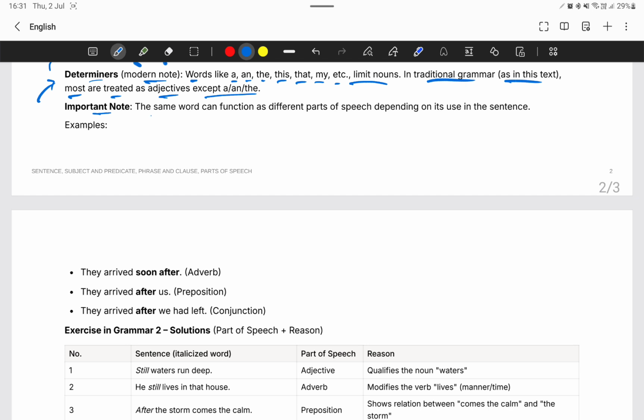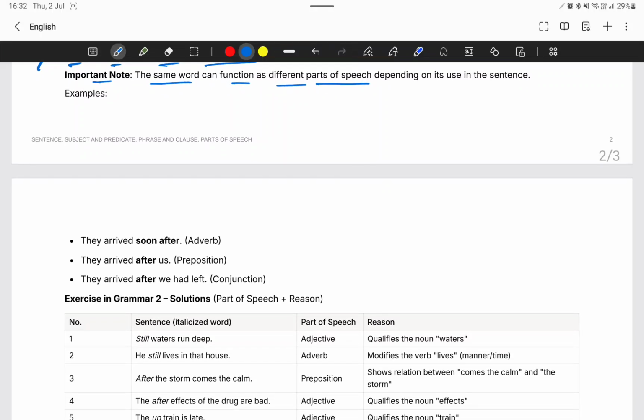Important note: the same word can function as different parts of speech, depending on its use in the sentence. Let's suppose the same word we have is 'after'. There is 'after' here and there is 'after' there also. The same word can function as different parts of speech. Somewhere it works as an adverb, somewhere as a preposition, and somewhere as a conjunction. So it functions as different parts of speech depending on its use in the sentence.